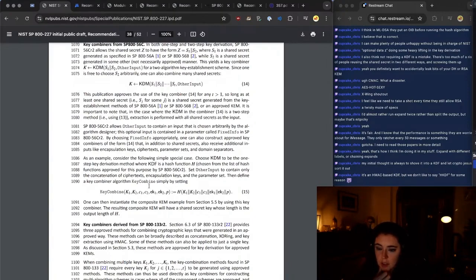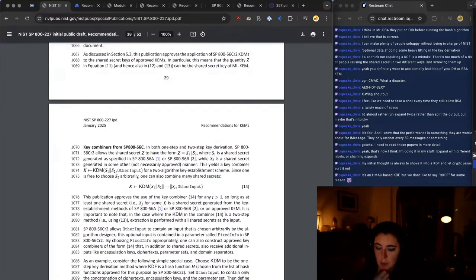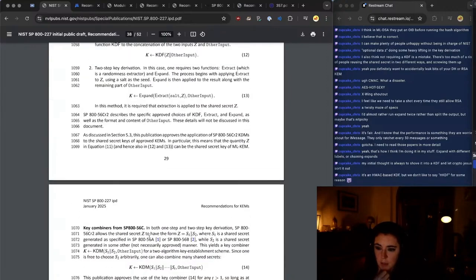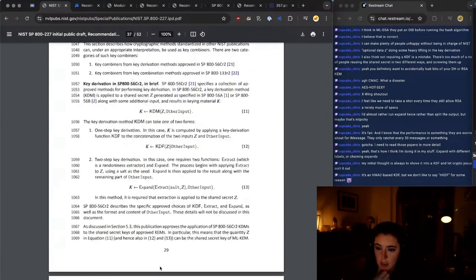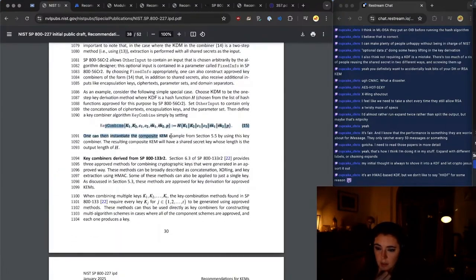Set other input to contain only the concatenation of ciphertext, encapsulation keys, and the parameter set to define the key combiner, blah, blah, blah. Okay, then, yep, that's the one we saw before. Can instantiate the composite KEM example from 5.5 by using the key combiner. Yep. Composite KEM with shared secret whose length is the output of H. I'm worried that the way this is written, people won't necessarily use this, but they might use this, and this, and this, which is not the way they wrote it, if they just connect the dots and replace the other thing with this thing.